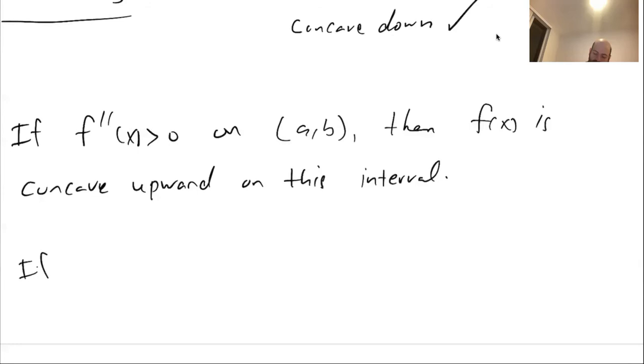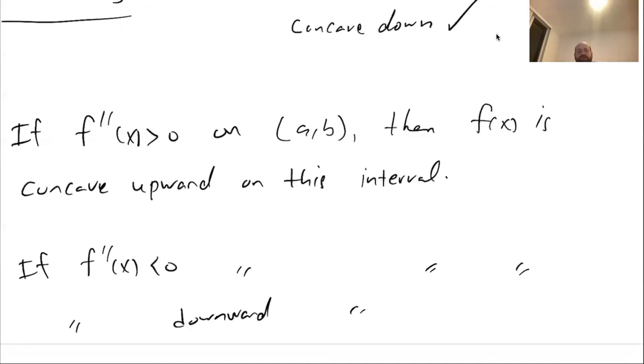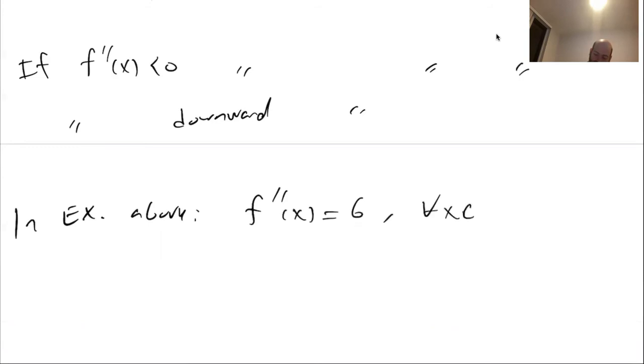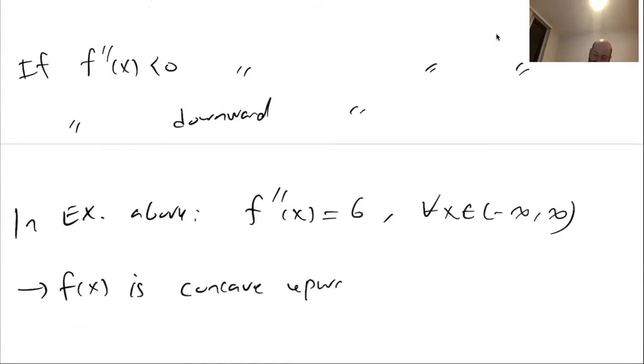And similarly, if f double prime of x is negative, again on a and b, then f of x is concave downward on this interval. So there is a connection between the second derivative, and the sign of the second derivative, with concavity. So for example, in the example above, we saw that f double prime of x is 6 for every x between minus infinity and infinity. So that means f of x is concave upward on this interval, minus infinity to infinity.